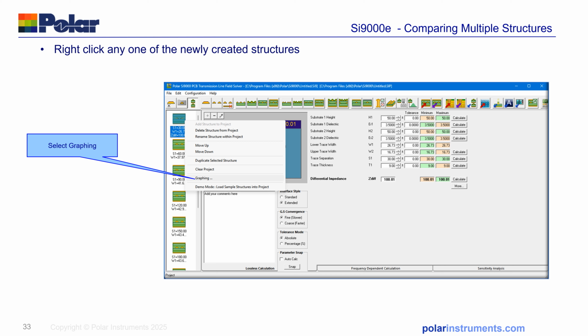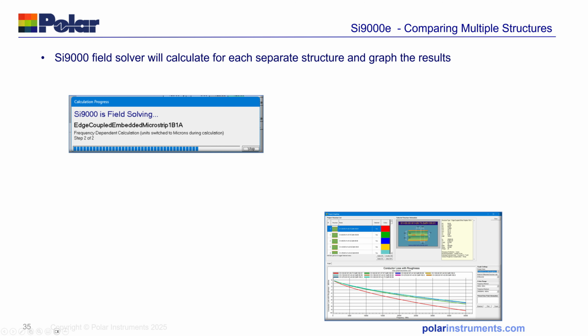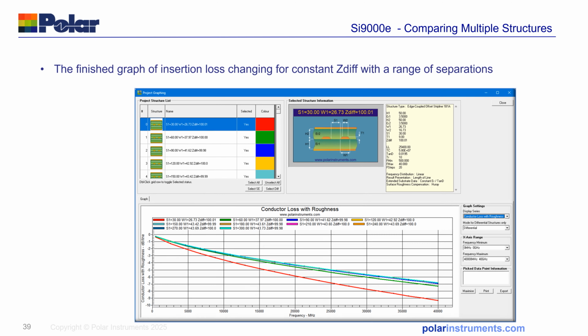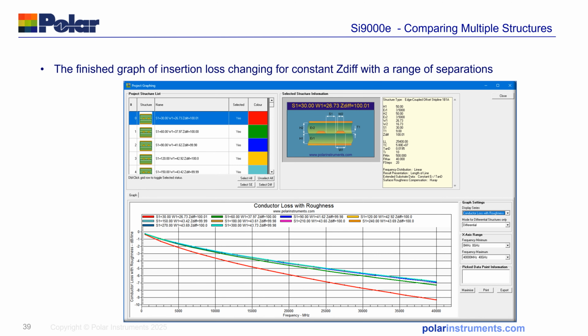The next step is to right click on any of those structures and select graphing. And what this will do is solve for each structure in turn and generate the insertion loss graph and overlay it on the final graph for comparison. So it runs a number of times to complete all the graphs you require and then delivers you all of those solved results on one single graph.